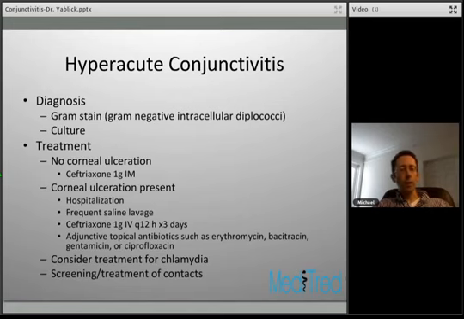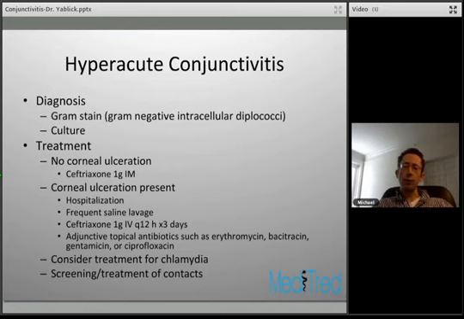You're going to use ceftriaxone as the preferred agent. Again, you use this IV, and you're giving a larger dose more frequently. And then basically you can give adjunctive topical antibiotics, just because this is a severe disease and you want to throw as much at it as possible to help prevent corneal perforation.